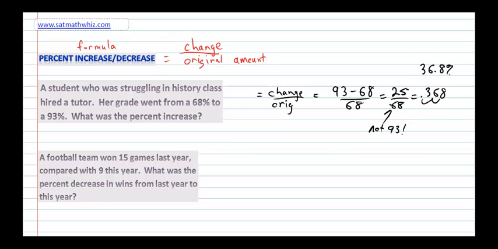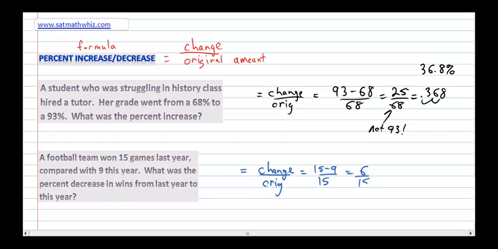A football team won 15 games last year compared with 9 this year. What was the percent decrease in wins from last year to this year? Well, first of all, we need to know what the change was. If they won 15 last year and 9 this year, that means they changed by 6. So the percent decrease is the change over the original amount, which is 6 over 15, which comes out to 0.4. And so if it was 0.4, we need to move the decimal 2 spaces to the right, and that's a 40% decrease.